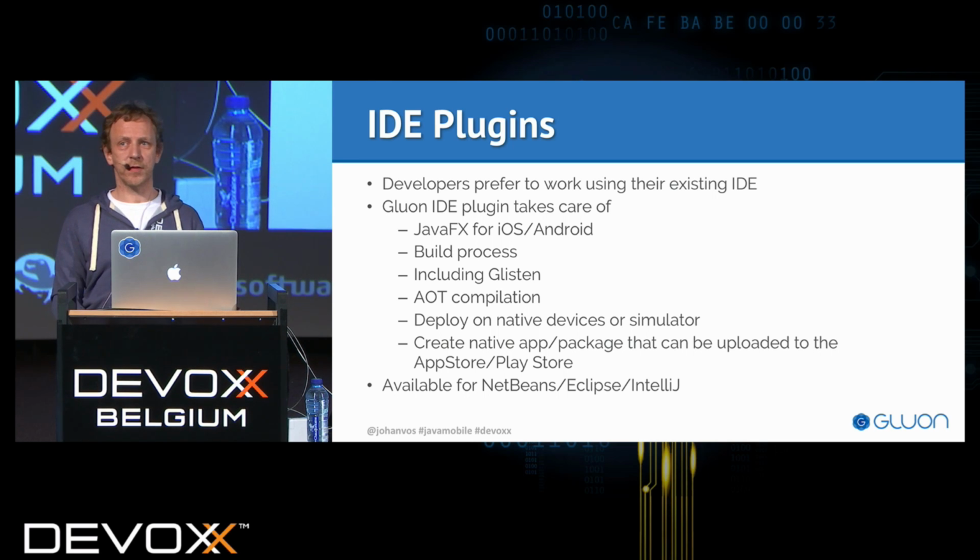So they will make sure that the JavaFX runtime for iOS or Android is there. They will do the build. They will include the required libraries, for example, Glisten, if you want to make a Glisten application. They will do the AOT compilation. And they will then deploy it on the native devices or on the simulators. And you can also create the native applications and packages that you can then upload to the App Store or the Play Store.